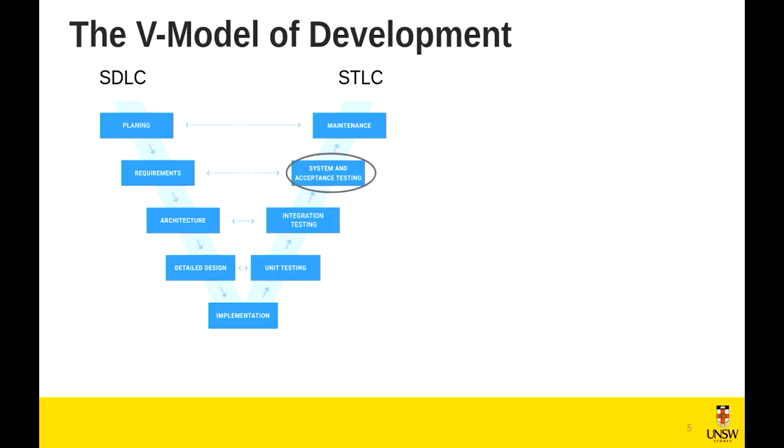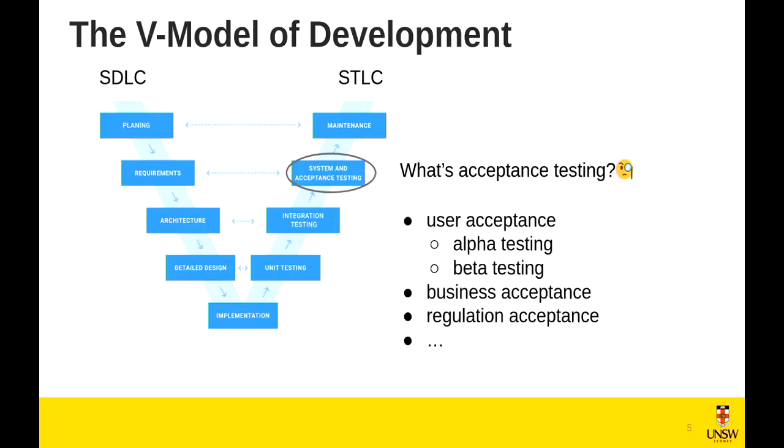And for system and acceptance testing, you may think that, okay, we are going to learn unit testing, integration testing, system testing, but what is acceptance testing here? Actually, you may have heard about alpha testing and beta testing. These are actually two types of user acceptance testing.